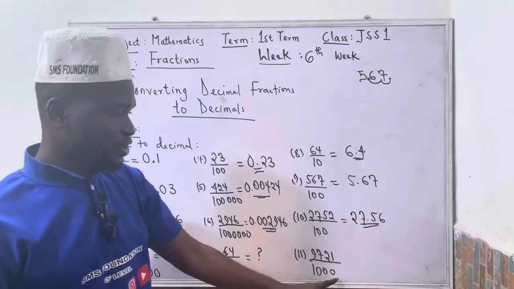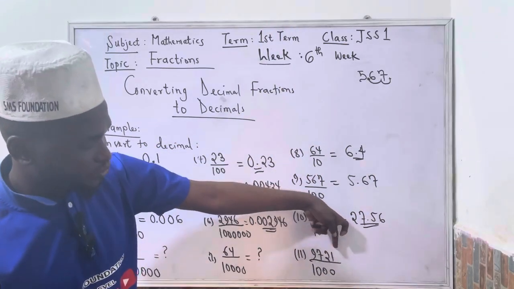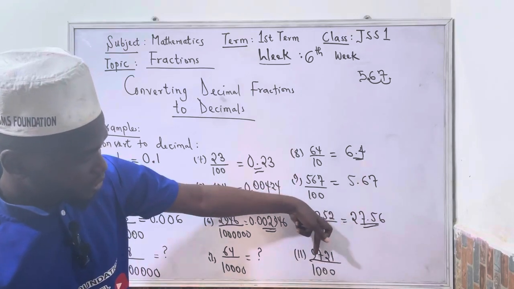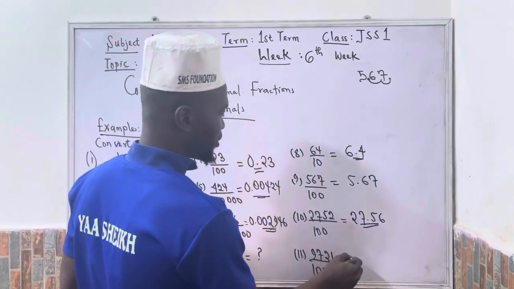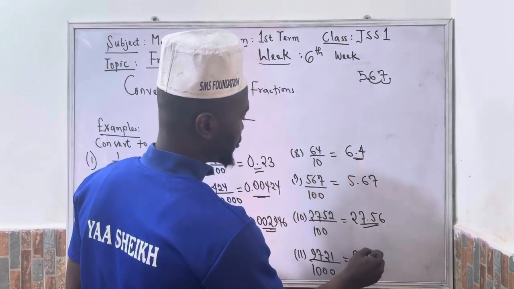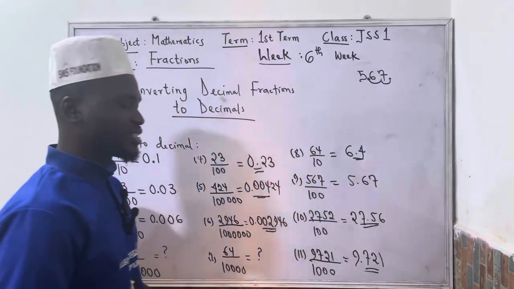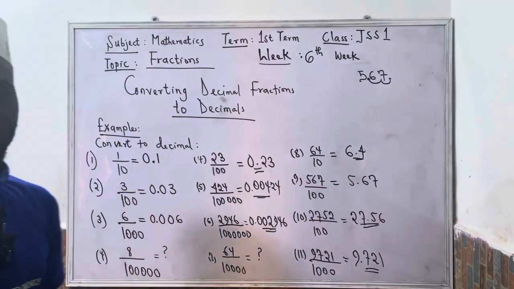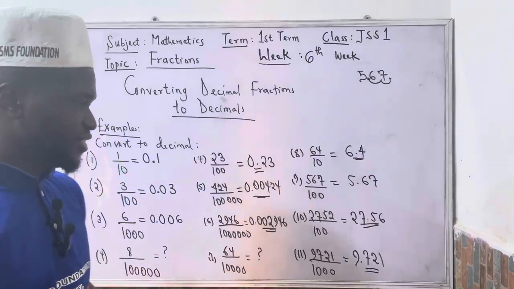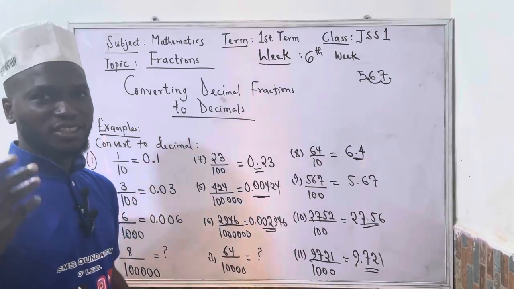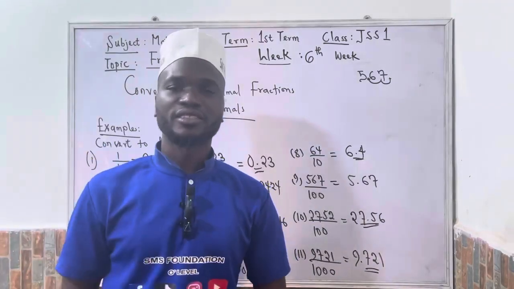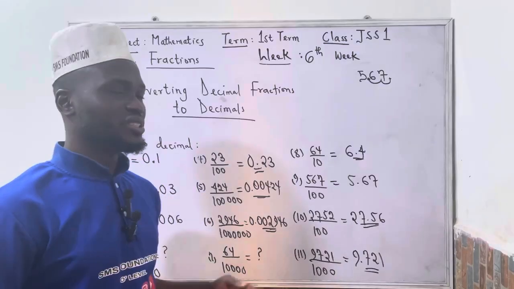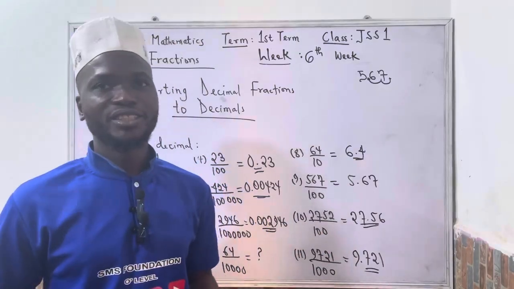And if you are still confused about this new method, you can just stick to this. So that means this one, I just need to count 3 digits from the back. 1, 2, 3. My decimal point will be here. So that means I'll have 9.721. So that is how to do. You can see that decimals are very, very easy. Easy peasy. So you can get more questions from your text and do justice to them. Decimal fractions are very easy.